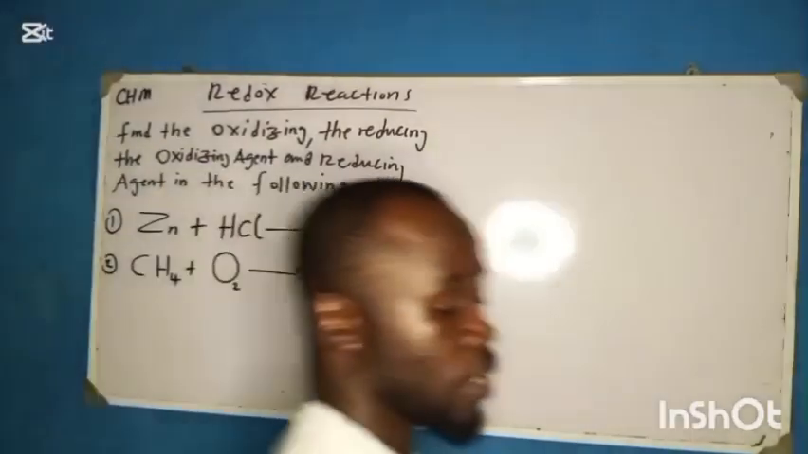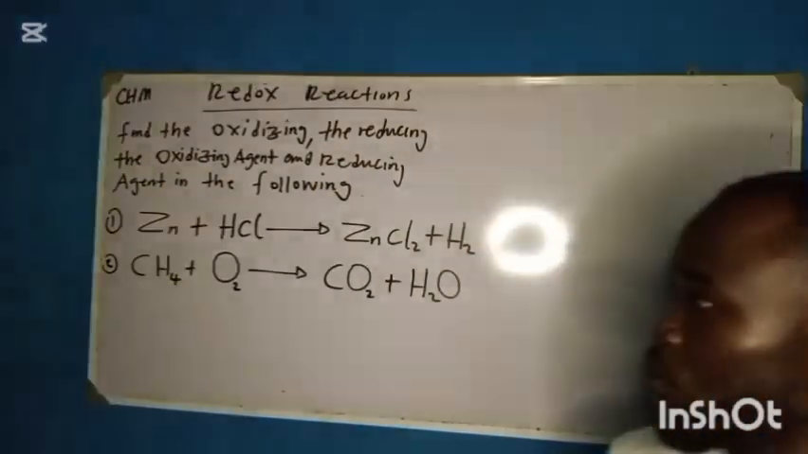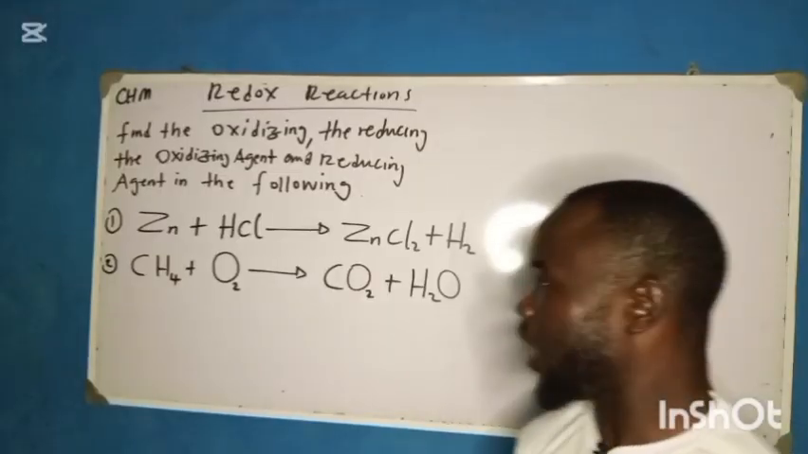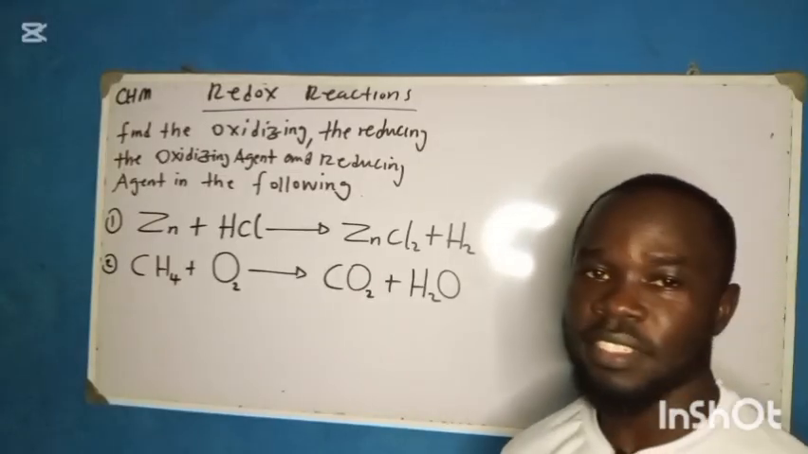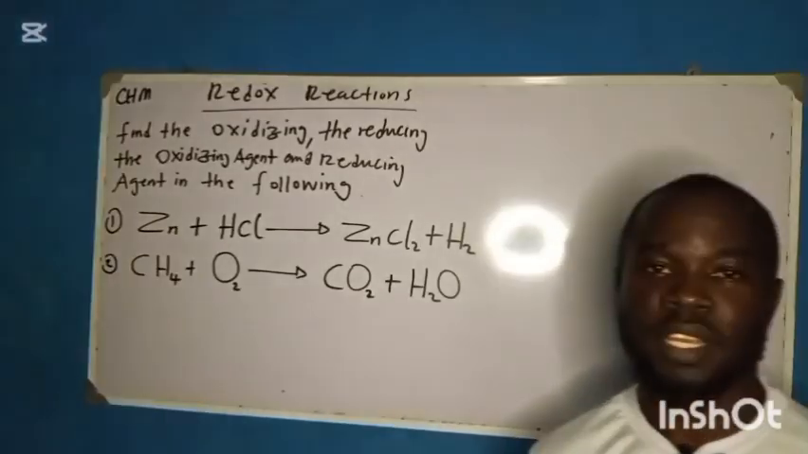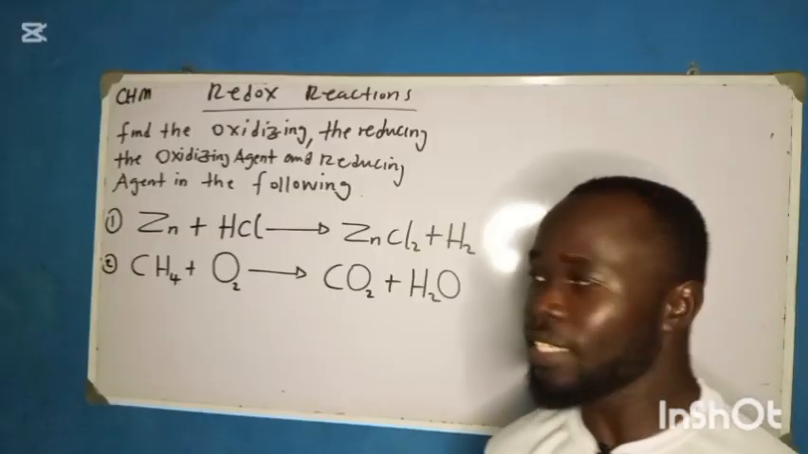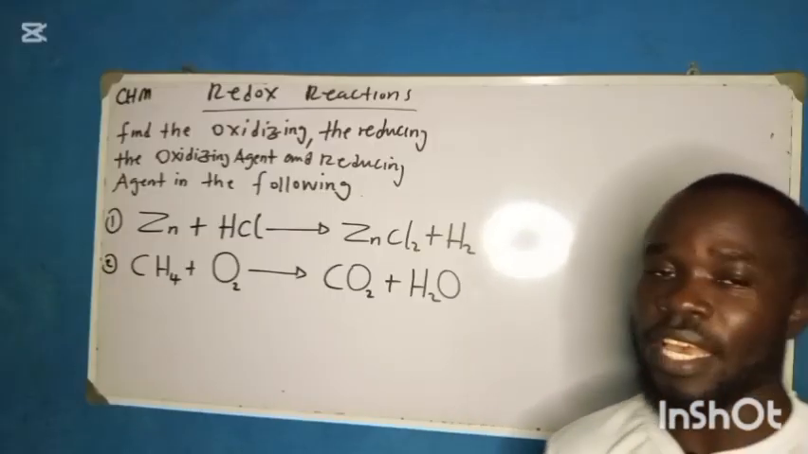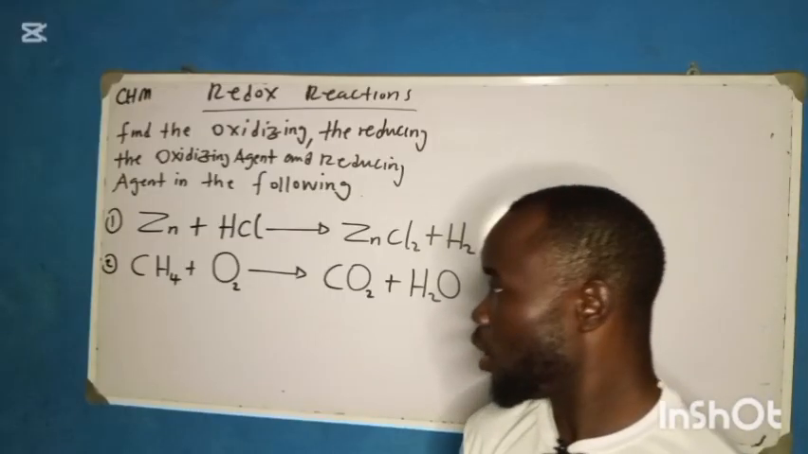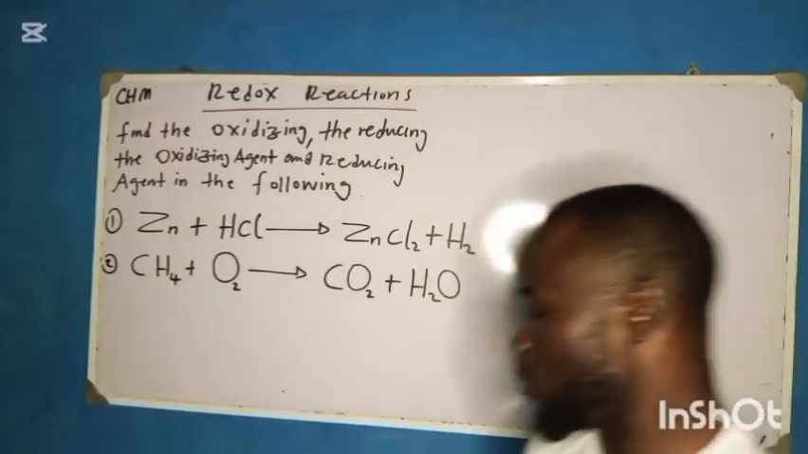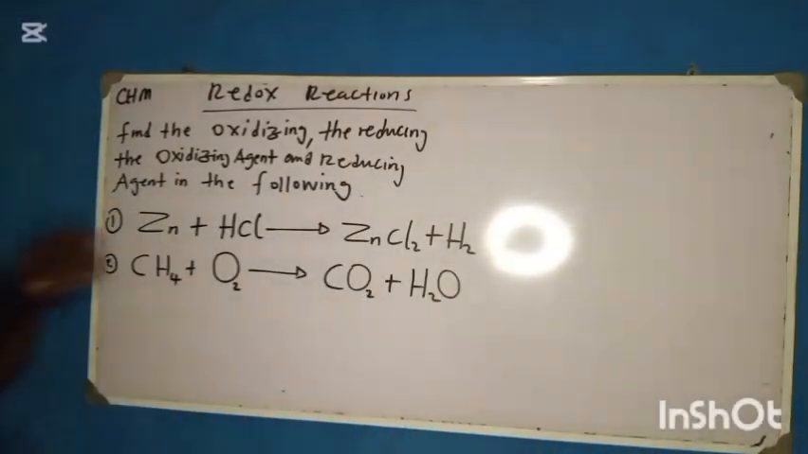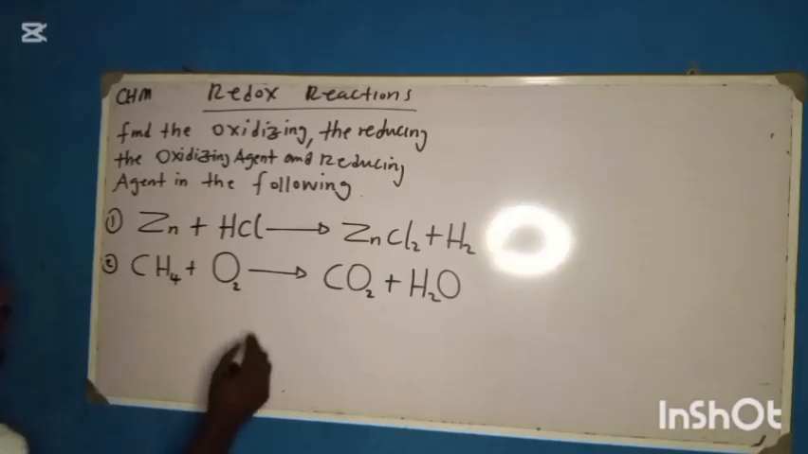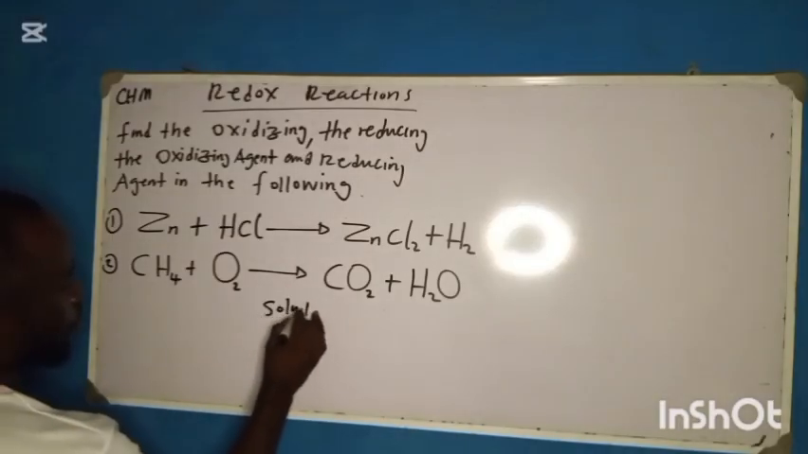Hello friends, let us practice how to find an element that is oxidizing, an element that is reducing, and a reducing agent and the oxidizing agent in a chemical reaction. Now we're giving two examples here to express that. So let's look at the solution to this.